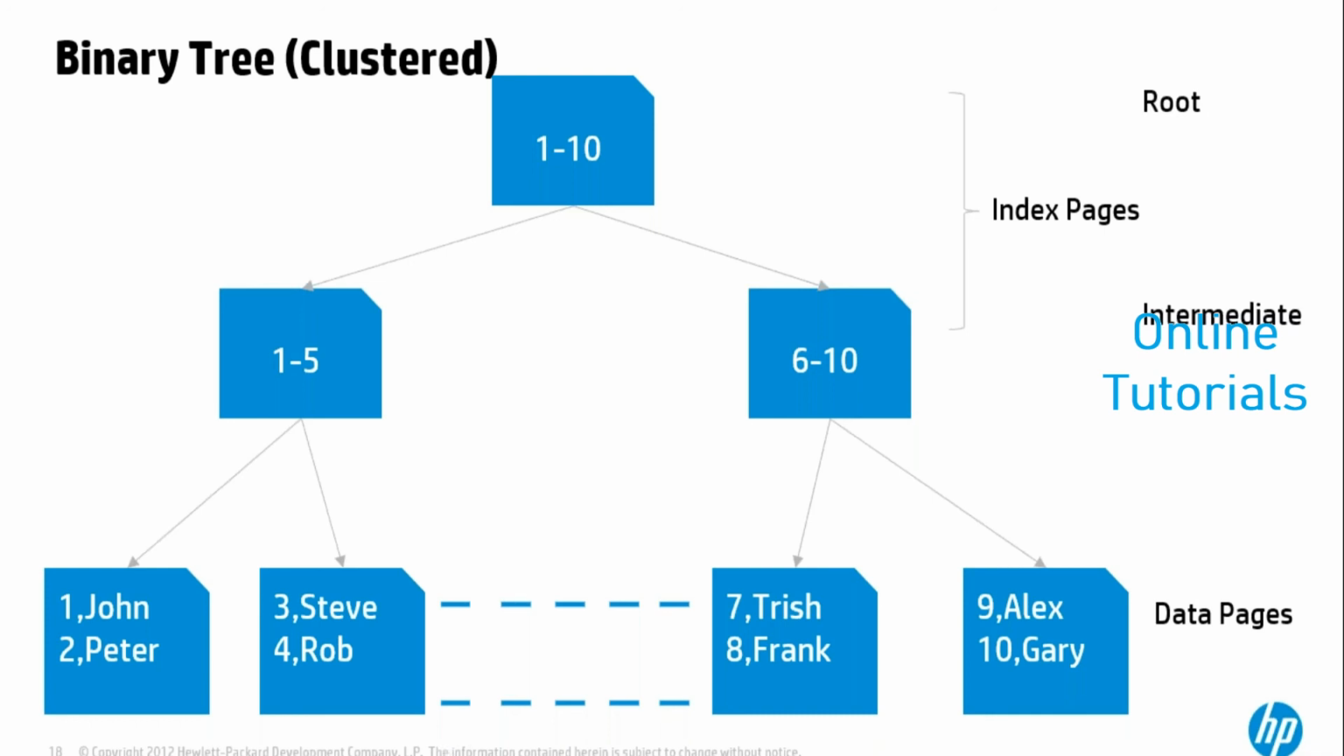This is the root, this is the intermediate, and this is the data pages. If I want to search ID 9, first it will go here, then it will go here, and it will display the result.